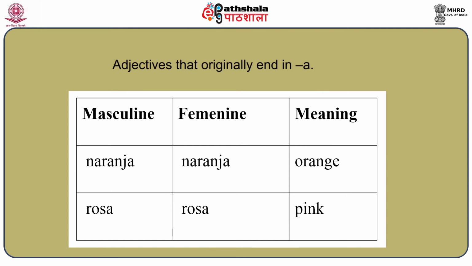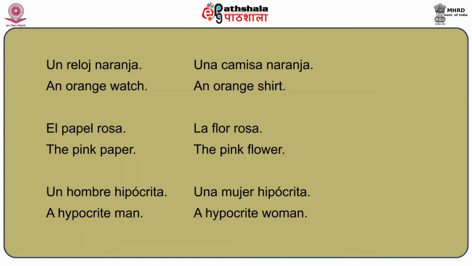And also adjectives which originally end in a do not change. For example, the colors like naranja and rosa, as they already end with a, will not change. For example, un reloj naranja, meaning an orange watch. Una camisa naranja, meaning an orange shirt. El papel rosa, meaning the pink paper. La flor rosa, meaning the pink flower. Un hombre hipócrita, meaning a hypocrite man. Una mujer hipócrita, meaning a hypocrite woman. So all these words which already end with a will not change; they remain the same for both genders.